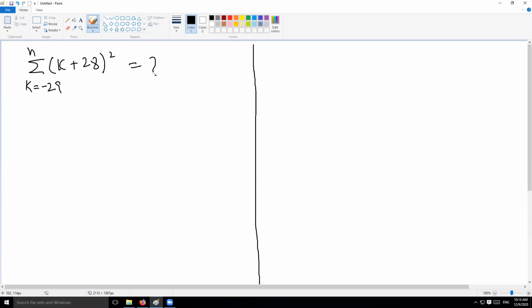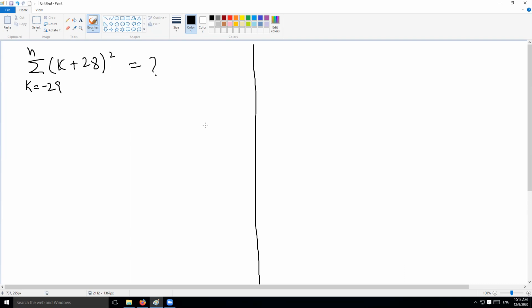So what should I do? The sum starts from negative 29. In other words, negative 29, negative 28, negative 27. First replace this k by negative 29, then replace it by negative 28, negative 27, and so forth, and go up to n and try to find the formula for the sum. So what should I do?